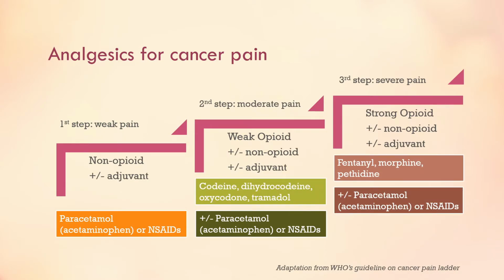There are several painkillers that can be given to cancer patients. Okay, the first step is weak pain, we can give paracetamol, acetaminophen or NSAIDs. The second step is moderate pain, we can give codeine or tramadol with PCM or NSAIDs. And the third step is when the patient has severe pain, we have to give strong opioids such as fentanyl patch or morphine injection or pethidine injection with PCM or NSAIDs.